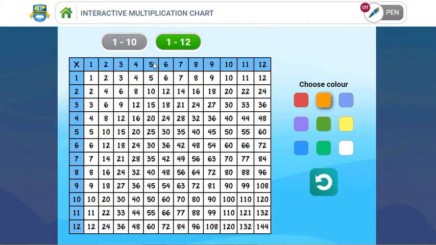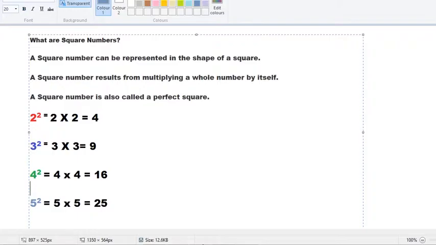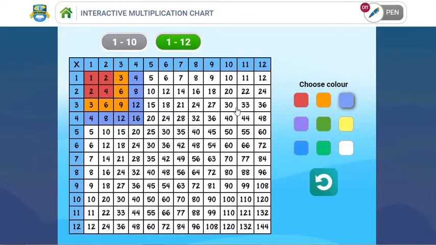So we can use the interactive multiplication chart to find all the square numbers from 1 to 144. So very quickly, 2 twos is 4. So 4 is a square number. The next square number is 9 because 3 multiplied by 3 gives you 9. 4 fours are 16. 4 squared equals 4 multiplied by 4, which is 16.